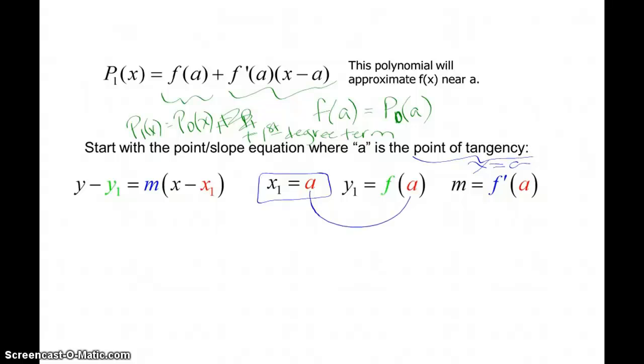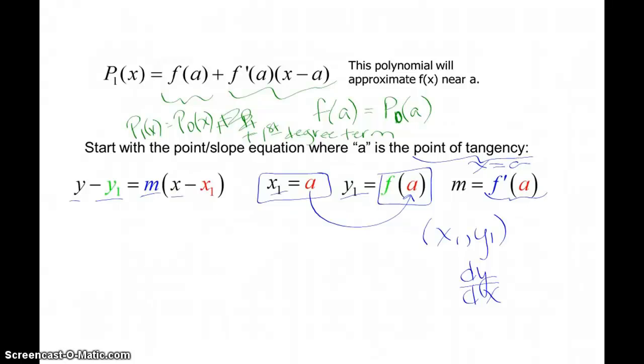If I plug a into my function, that's going to get me my output f of a. I'm going to call that y sub 1. So now I have a point, x sub 1, y sub 1. And if I take the derivative of my function and evaluate it at the point of tangency, that gives me my slope. And with a slope and a point, I can find the equation of a line. It is y minus y1 equals the slope times the quantity x minus x1.